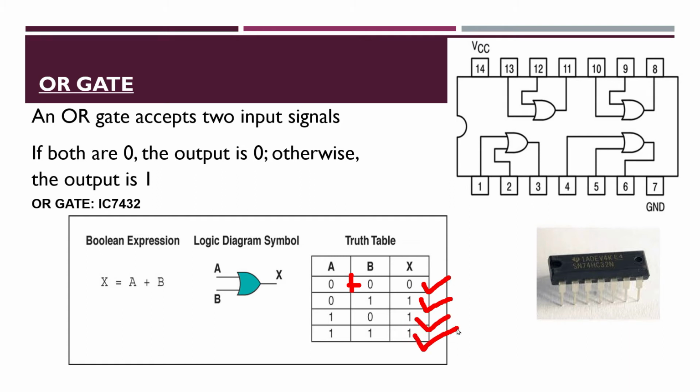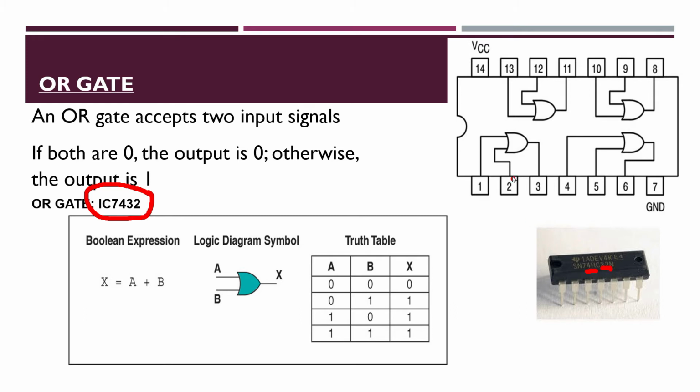So you will be getting 1 as output when both A and B are equal to 1, or when A or B is equal to 1. In that case you will be getting the output as 1. And here you can see that for the OR gate the IC number is IC 7432. So 7432 is the IC number for the OR gate.